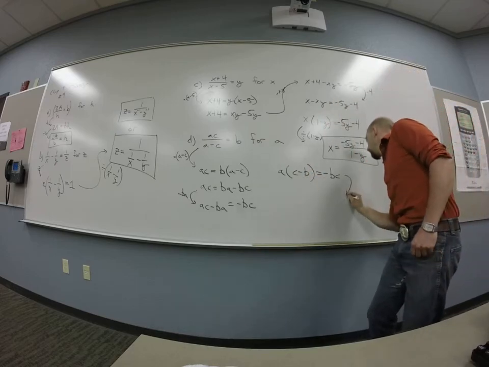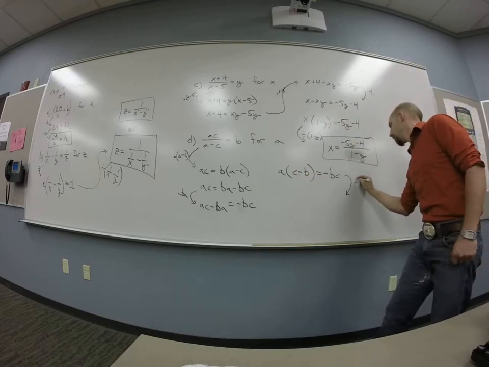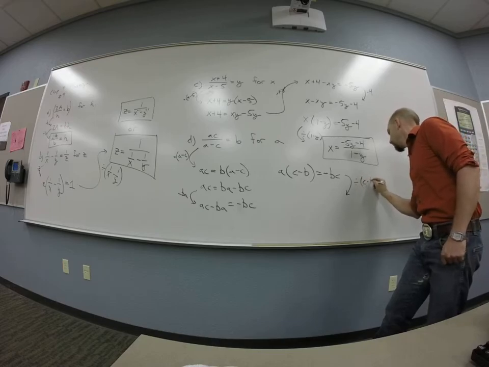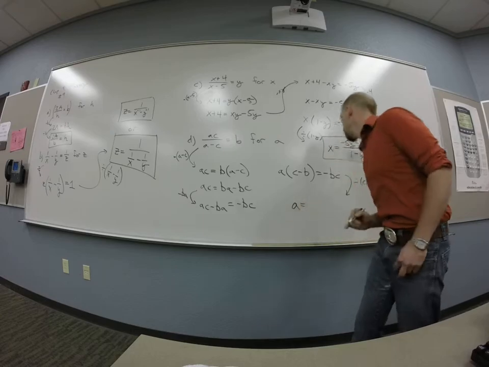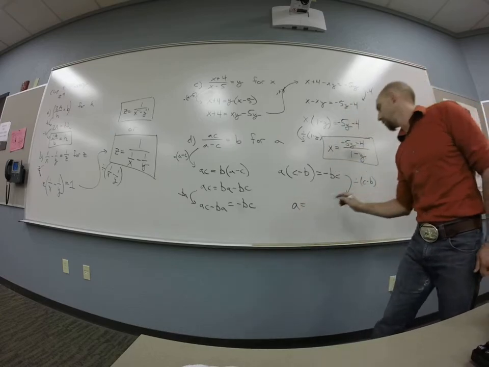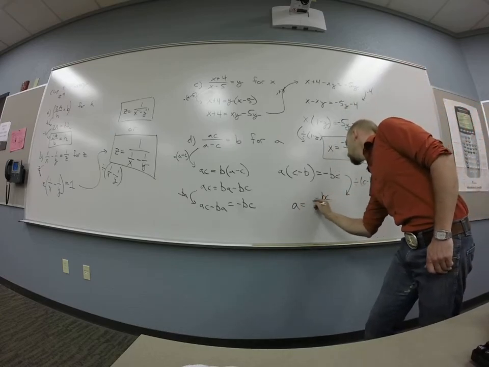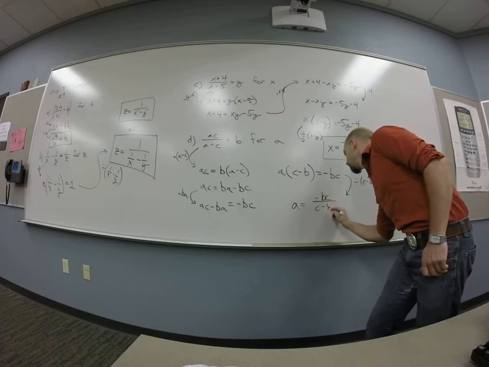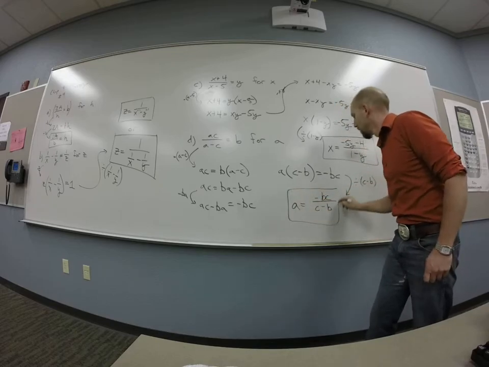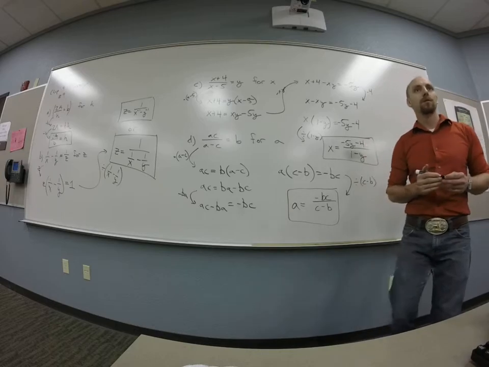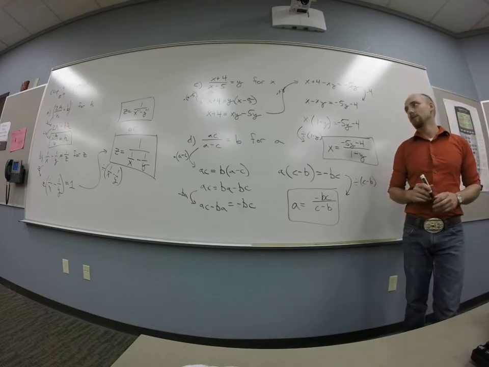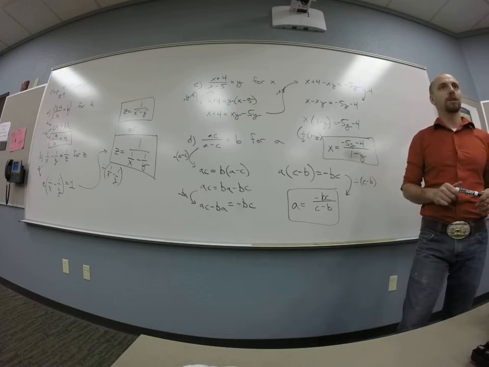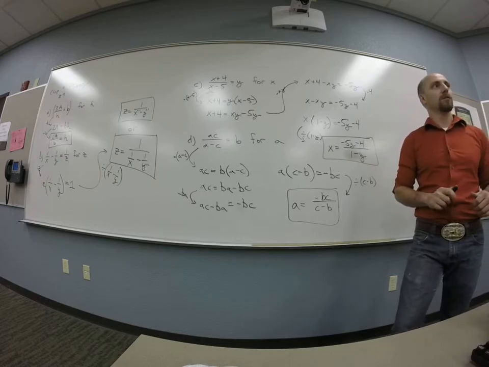Then what do I do? Divide by c minus b. So that'll leave me with a equals minus bc over c minus b. Okay. Cool? Questions on these? Okay.